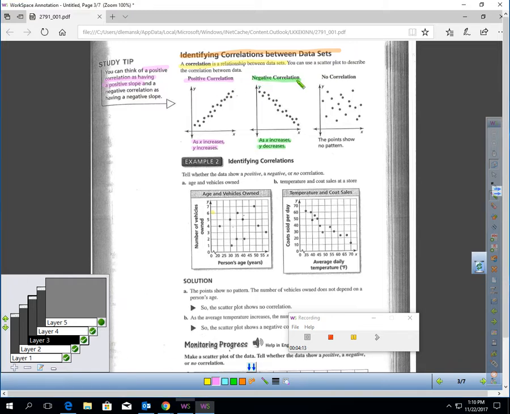You could also have a negative correlation. Another way of thinking of negative correlation is that you have a negative slope, which you can see here, definitely a negative slope. And there's also graphs that would have no correlation. There's no apparent pattern with points. So when you look at these two graphs below, you can see for this graph, the age and vehicles owned, a person's age doesn't seem to have a correlation with the number of vehicles owned. There's no correlation in this particular graph. But now if we take the average daily temperature and compare it to how many coats are sold per day, you notice as the temperature rises, the number of coats being sold is dropping. So this would have a negative correlation to this graph.